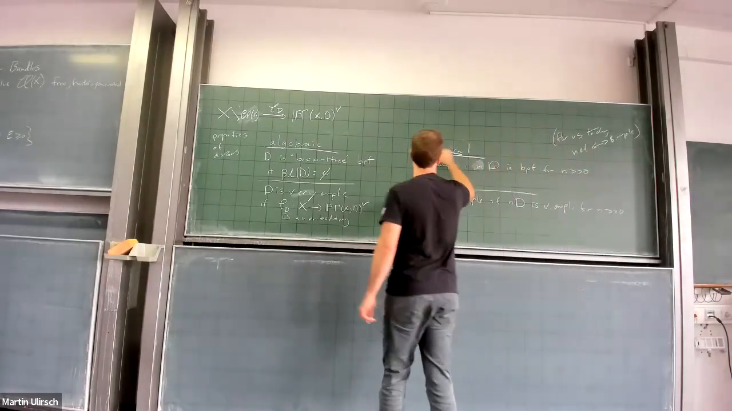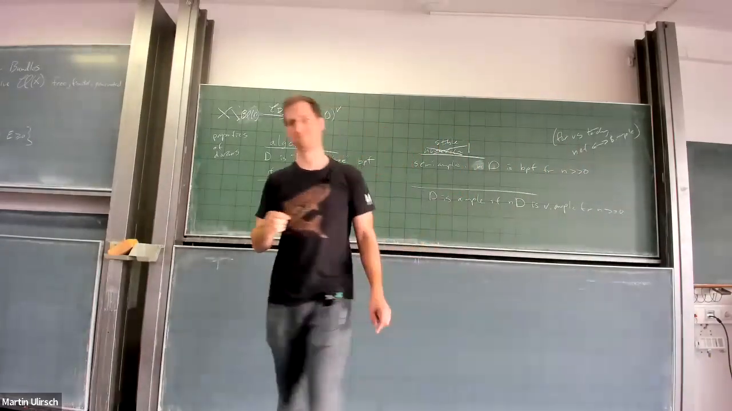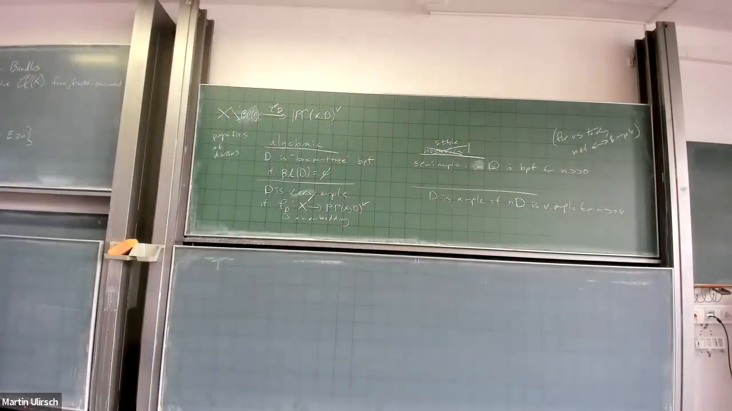So the things on the right are easier to test, and the things on the left are what you want. That's the idea.